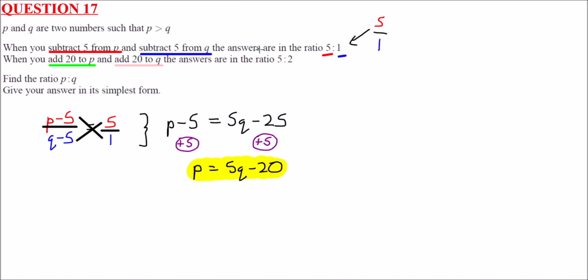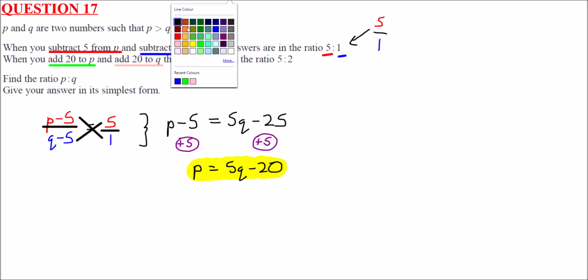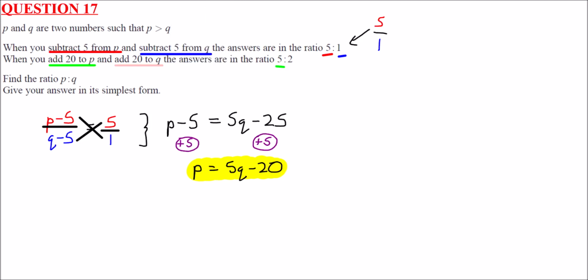So using this link from ratio and division, that means if we take this result in green and divide it by this result in pink, it's the same as what we'd get if we did 5 divided by 2. That's because adding 20 to P is mentioned first, and this 5 is mentioned first. So adding 20 to P links to the 5, and because adding 20 to Q is mentioned last, and the 2 is mentioned last, those two also relate to each other.